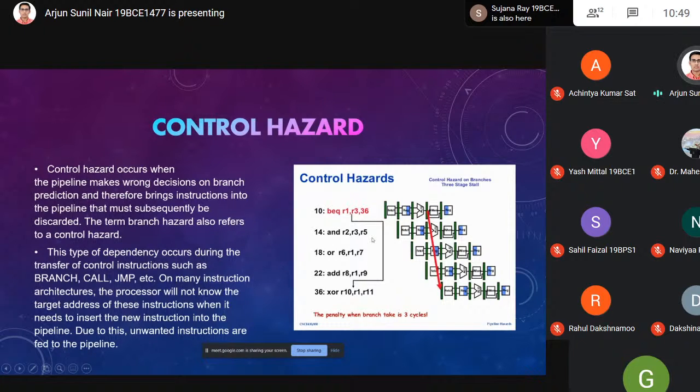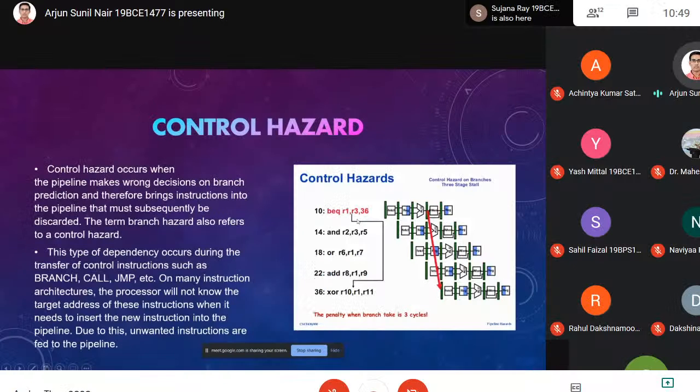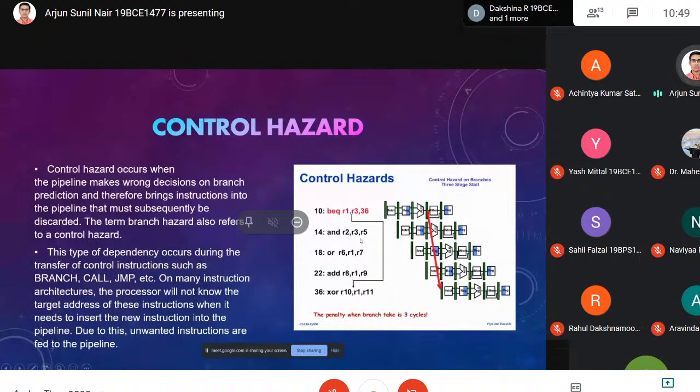As you can see in the image, BEQ, we all learned what BEQ is, that is branch equal to. When that instruction has been executed, the processor does not know what the target address is. Since it does not know what the destination address is, a few instructions have been inserted into the pipeline, since it cannot predict what the next instruction will be.